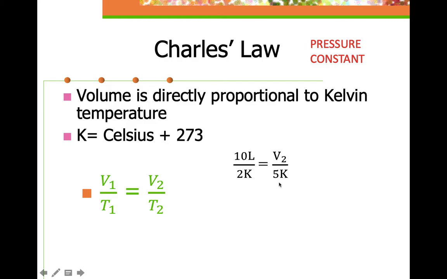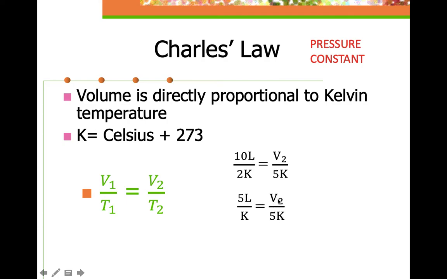Well, all I have to do at first is think about algebra, right? I'm trying to get V2 by itself. So my first step here is that I am going to simplify on my left-hand side. So I'm going to take 10 divided by 2, and that gives me 5 liters per Kelvin. And remember, I have to leave my units in there. I haven't canceled anything out.